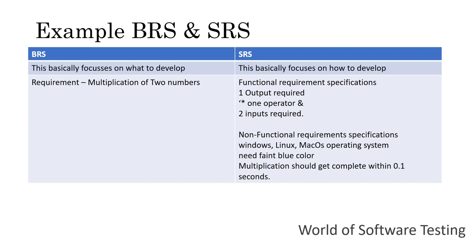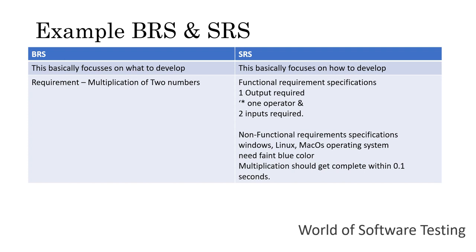Let's say for the functional requirement specifications, the first one is that one output is required. After multiplication of two numbers there will be one output required, and one operator will be used, that is multiplication, and then two inputs are required. So we are giving the two inputs and getting the one output after the operation. This is the functional criteria mentioned in the SRS document.